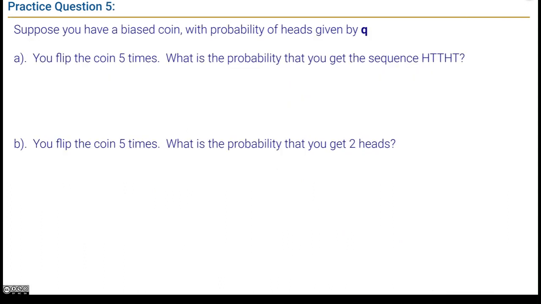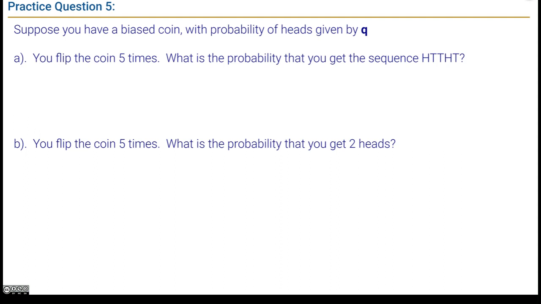All right, here's another one. You have a biased coin. Probability of heads is now Q. You flip the coin 5 times. What's the probability you get the sequence heads, tails, tails, heads, tails? Part B, you flip the coin 5 times. What's the probability you get 2 heads?